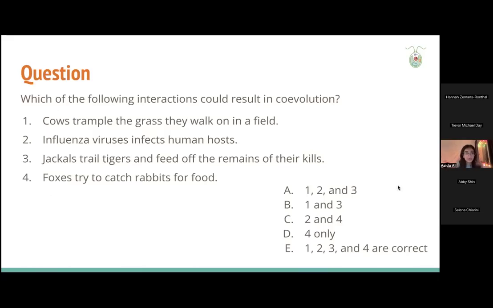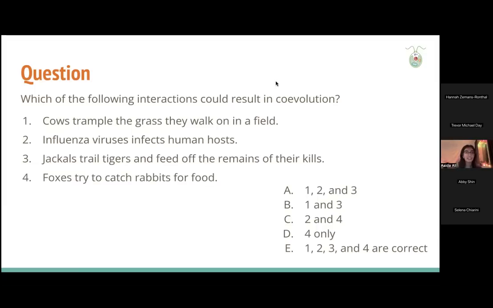So we have a question here. Which of the following interactions could result in coevolution? If you've paused it and come back, the answer is actually C, 2 and 4. As I stressed before, coevolution can occur in any relationship that isn't commensalistic and isn't amensalistic. Option 1 is when a cow tramples on grass. This is an amensalistic relationship. The cows don't really benefit from it, but the grass is very much hurt. So the cows have no selective pressure placed on them, so no evolution would occur here.